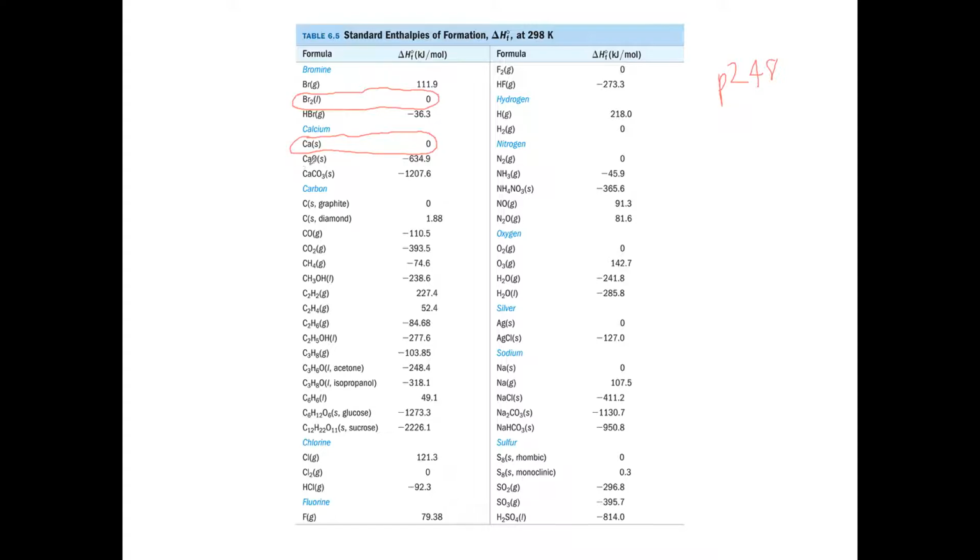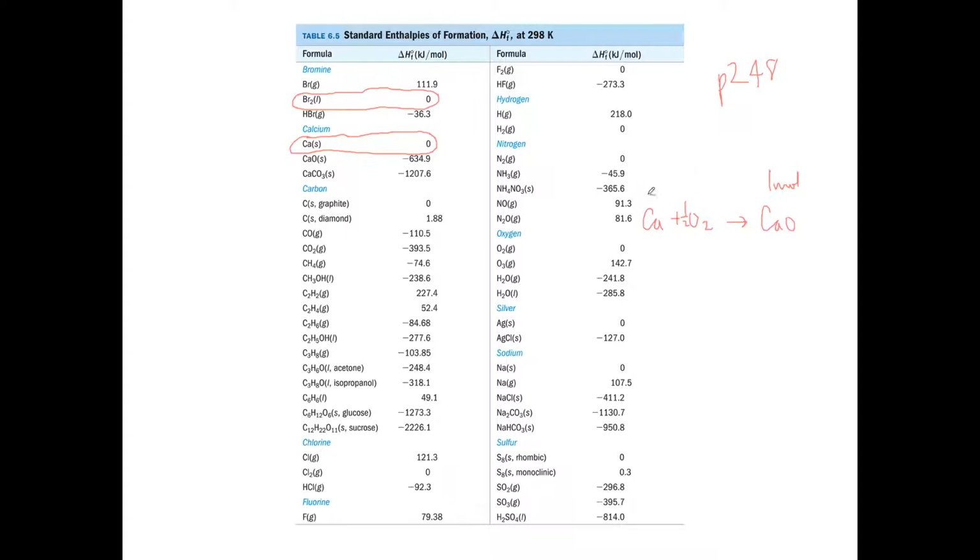But if we're going to make calcium oxide, then its standard heat of formation would be minus 634. What would that look like? Well, calcium oxide would be coming from calcium plus oxygen. Now, the definition is 1 mole, so the oxygen coefficient is going to have to be 1/2.